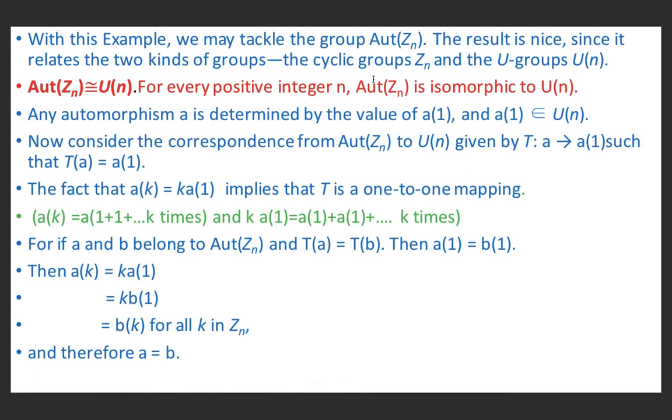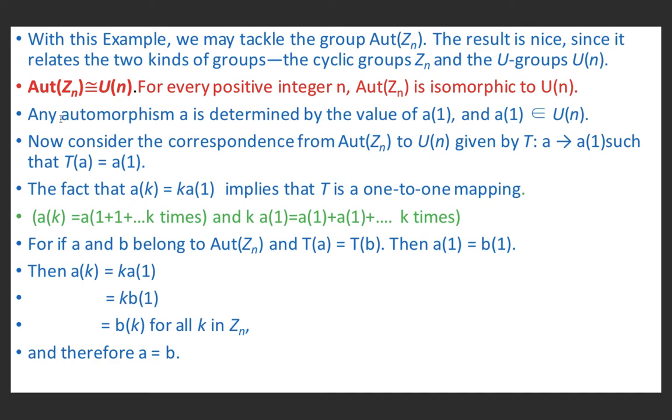So with this example, we may tackle the group of automorphism Z10. This result is nice since it relates the two kinds of group, the cyclic group Zn and the U group Un. So now in the next result we will show that automorphism of Zn is isomorphic to U group Un. We may state it like this: for every positive integer n, automorphism of Zn is isomorphic to Un.